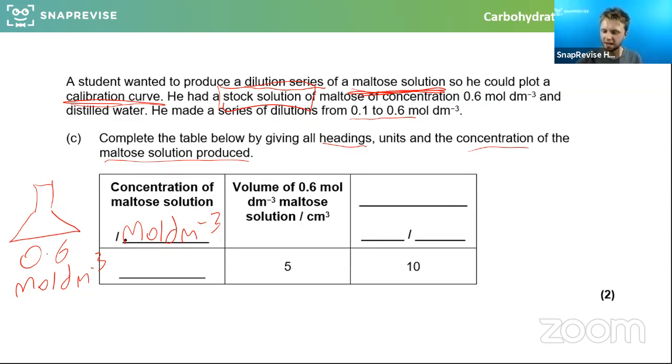If you don't do that dash, you'll lose a mark. You can put it in brackets if you want to. I have told my students in the past to do both the dash and brackets, but you will lose a mark if you don't do that dash.